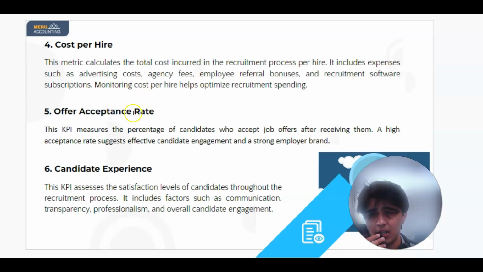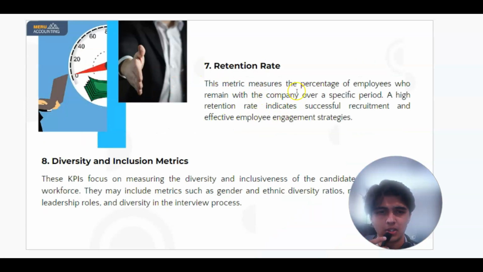Offer acceptance rate. This indicator will measure the percentage of candidates who accepted the job offer after receiving it, and are actually doing the job after receiving the job offer. Then we'll come to candidate experience. This indicator will assess the satisfaction level of the candidate throughout your recruitment process, how their experience is. This factor will contain things such as communication, transparency, professionalism, and overall candidate engagement. Retention rate. This indicator measures the percentage of employees who remain with the company over a specific period.